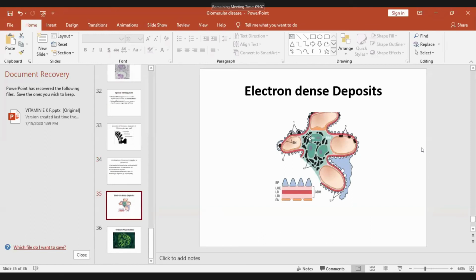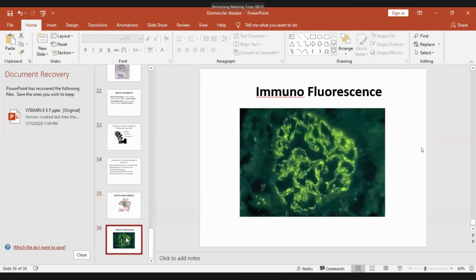This black is the immune complex. So this is showing the subepithelial, subendothelial and membranous deposits, and in different conditions, immune complex is deposited in different places. This is immunofluorescence, which shows the granular pattern. See these yellowish spots, they are granular, they are not continuous. So these are the immune complexes. These are the morphological features of various glomerular diseases.